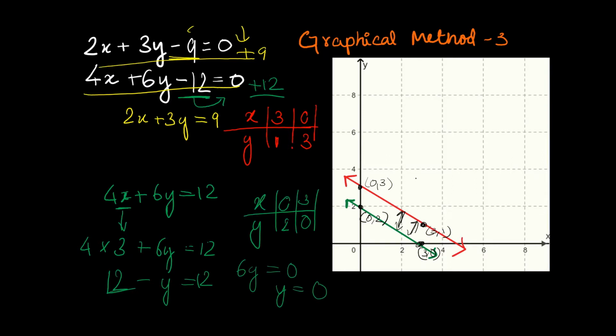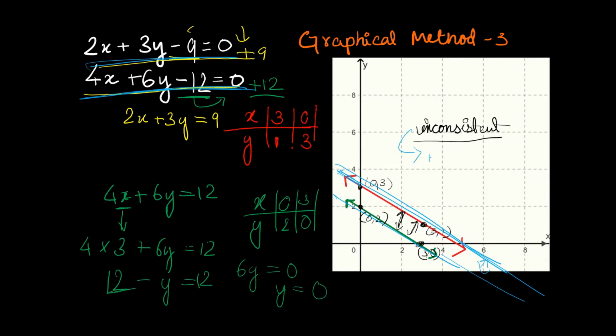So now if they are parallel, it is known as an inconsistent graph. Why is it inconsistent? Because these two equations will have no solution. If you draw the graph you can see that they never meet, because parallel lines never meet, and when they don't have any solutions, it is known as an inconsistent graph, with no solutions.